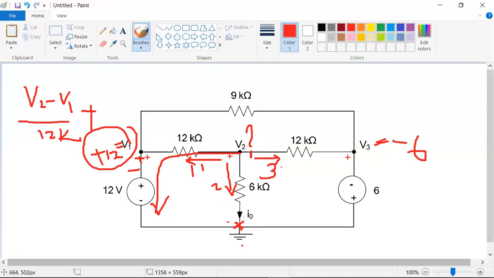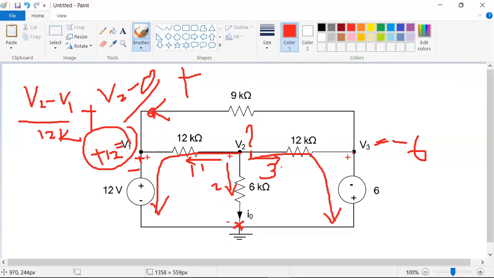I2 is V2 minus 0 by 6K, right? Then what about I3? I3 is V2 plus 6. You can write it in two ways. One is if you go till this 6 volts, or you can depend upon V3 itself, because V3 is nothing but minus 6 volts now. So you can go with the reference of this 0 volts, or you can go with the reference of V3 only. But both the equations are same.